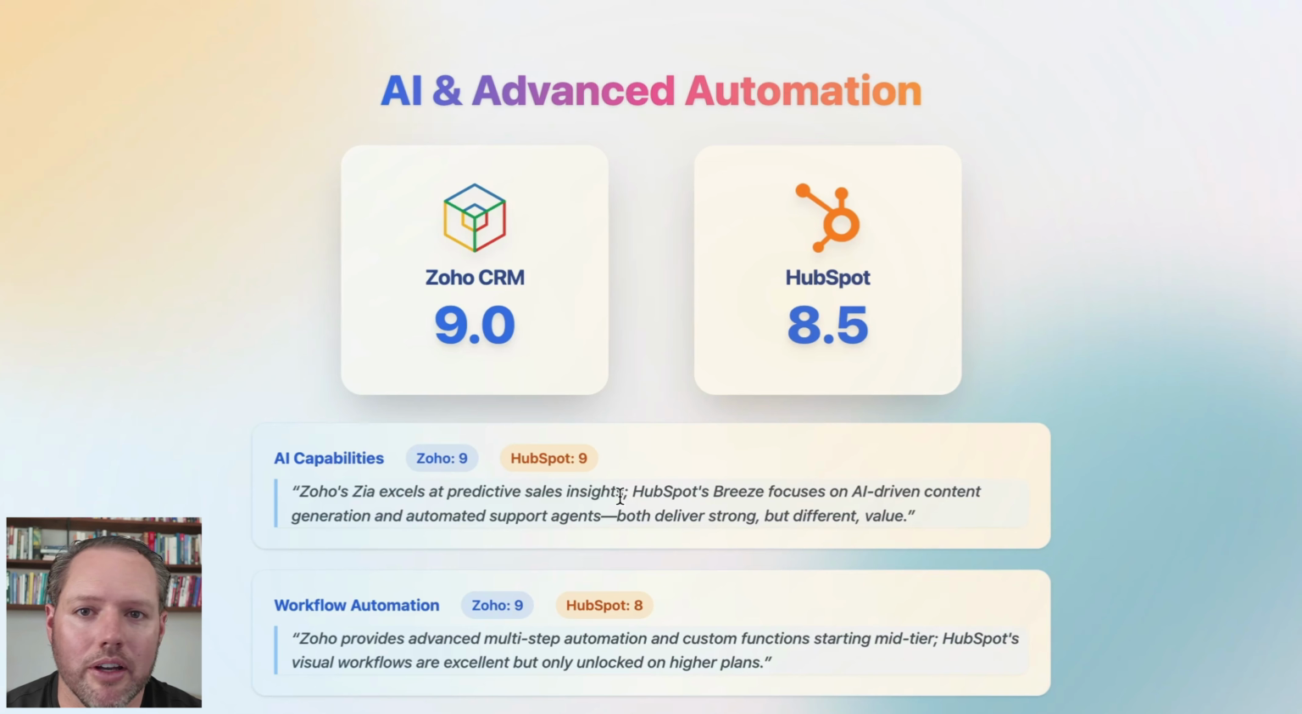HubSpot keeps moving forward towards being able to do some of that. But as far as building out a custom app interface, workflow, or user dialogue where you're working through a complex business process, Zoho is definitely better on that side.